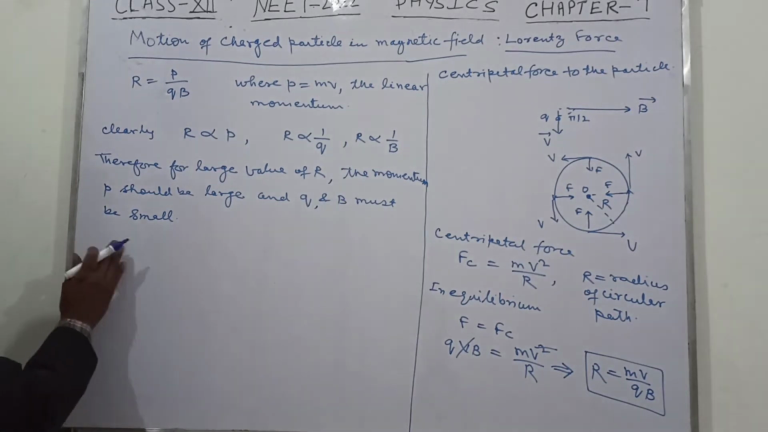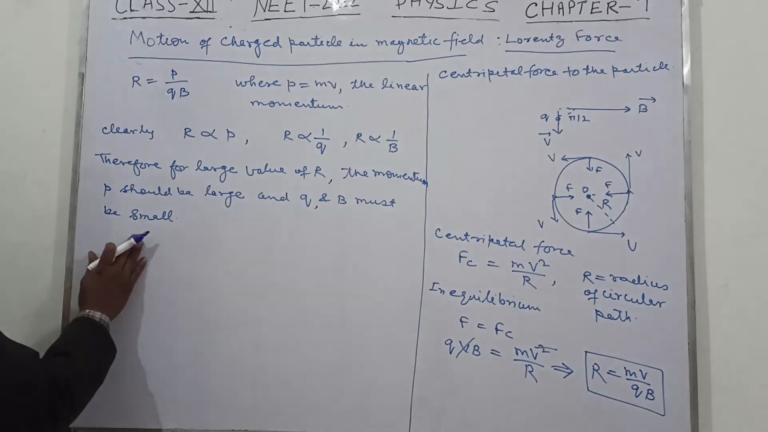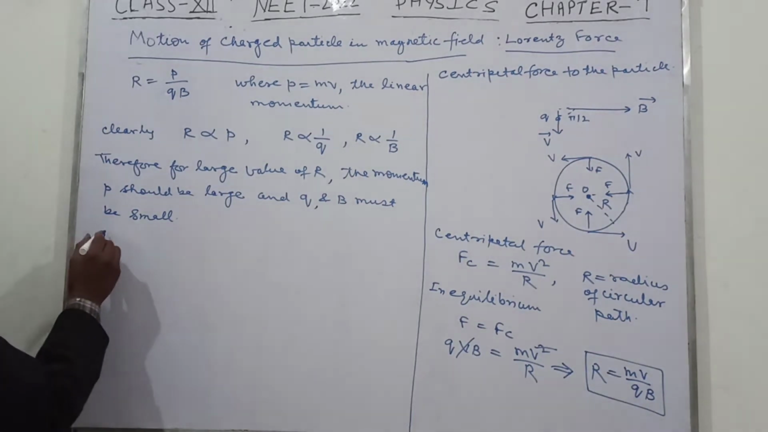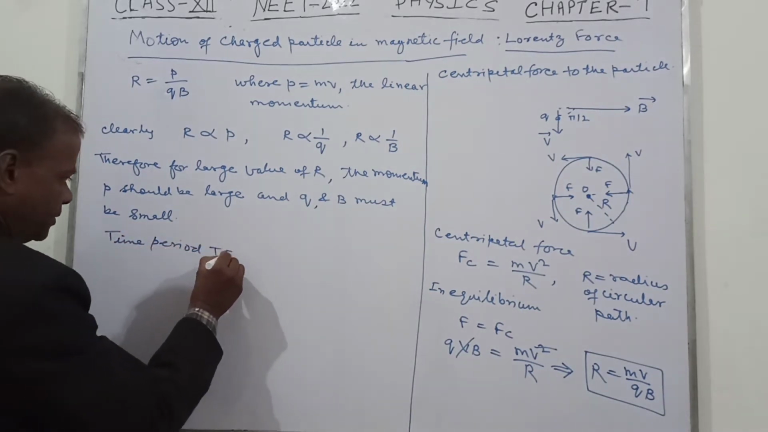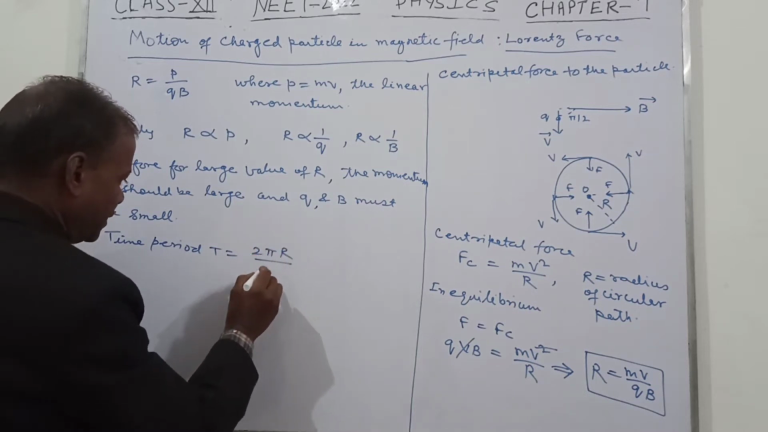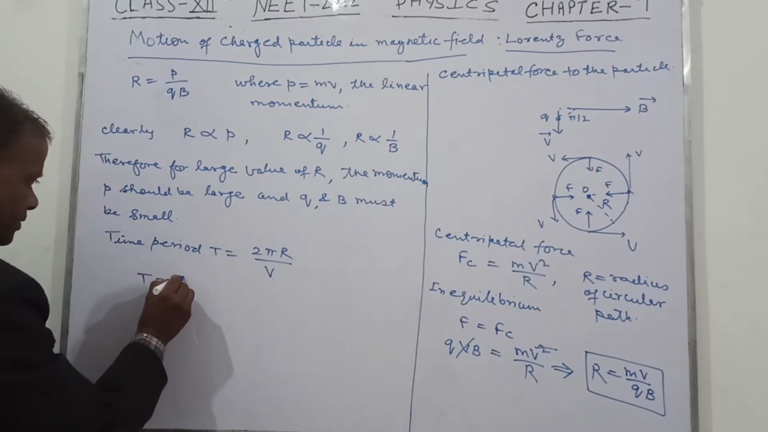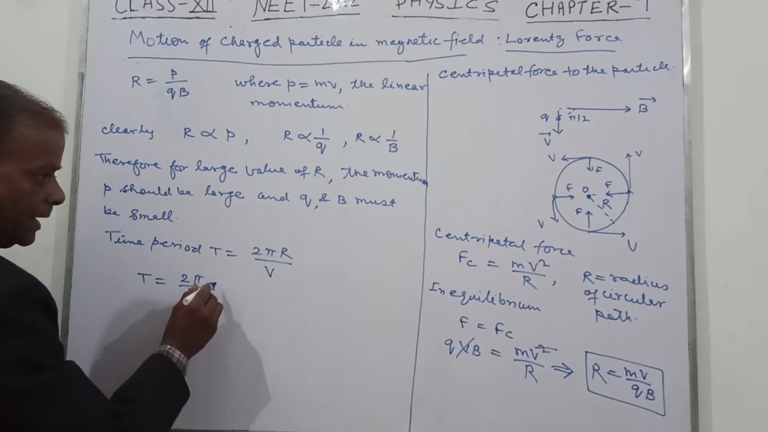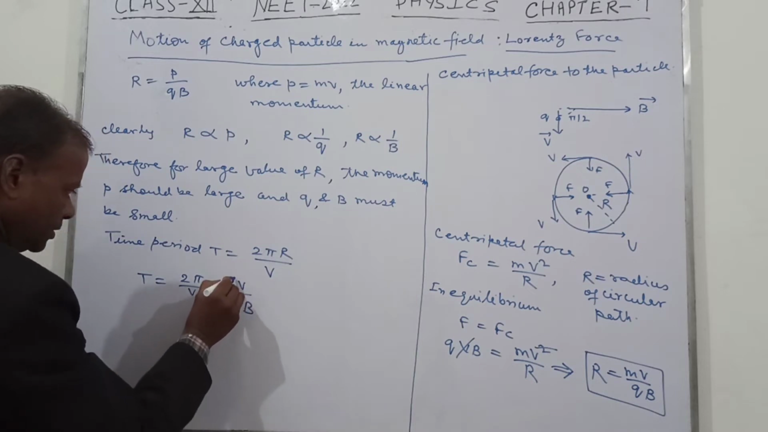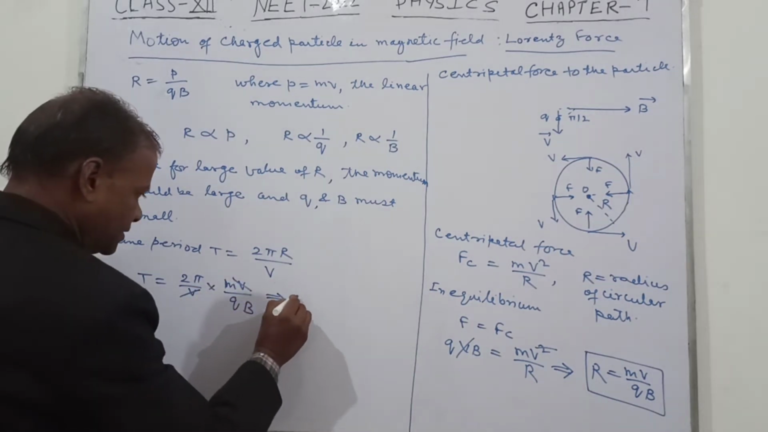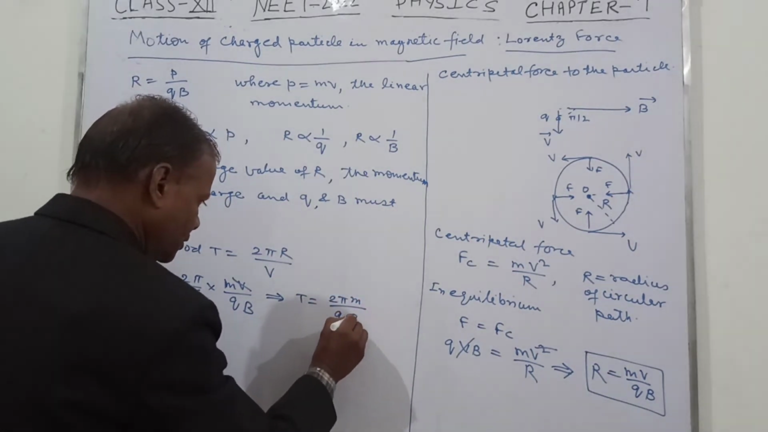So now you can have the time period T equal to 2 pi r upon what? The velocity v. So now you can have this T equal to 2 pi upon v, and in place of r we write down this mv upon qB. Now this v and v cancel, so we get T equal to 2 pi m upon qB.